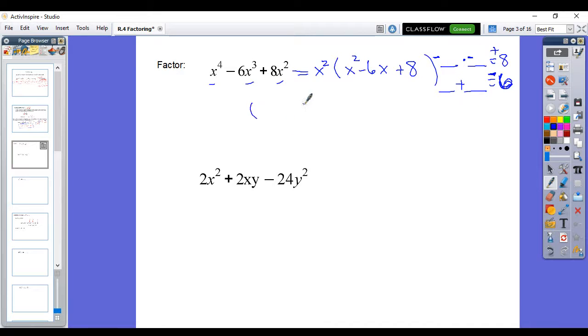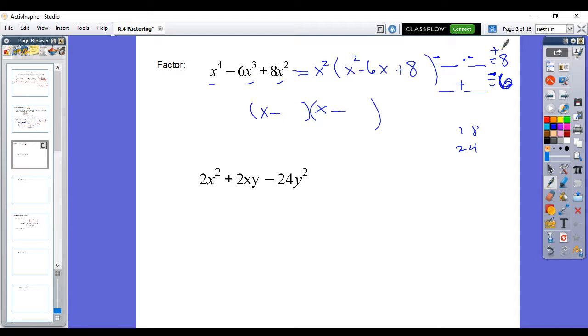So since we know they're both going to be negative, when we factor this out, what times what gives me x squared? X times x. That means these middle terms right here, the middle signs, will also be negatives. All right, so let's think. There's all factors of 8. There's 1 and 8, 2 and 4. Which ones do you think it's going to be?